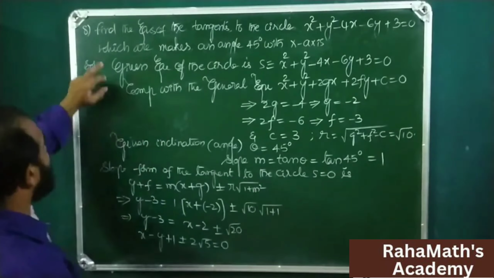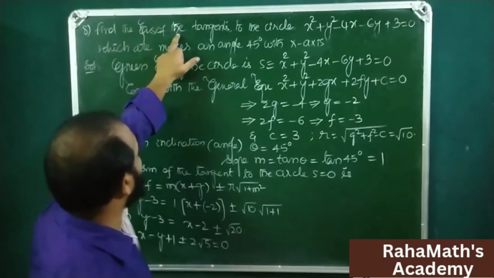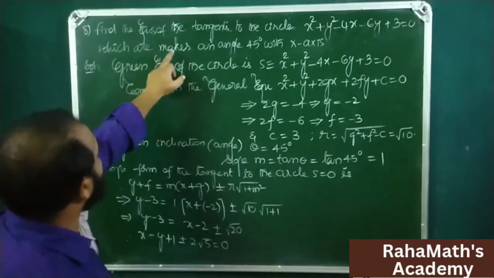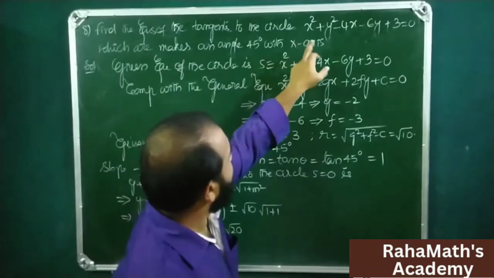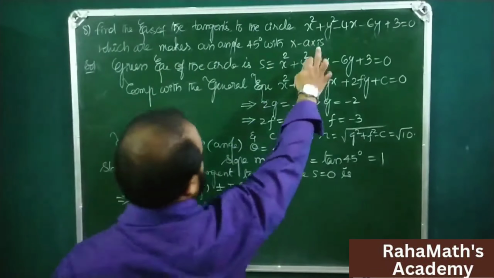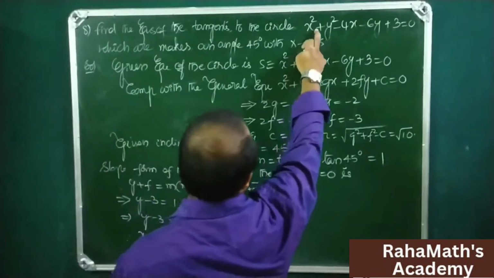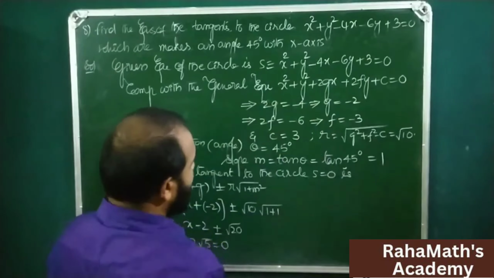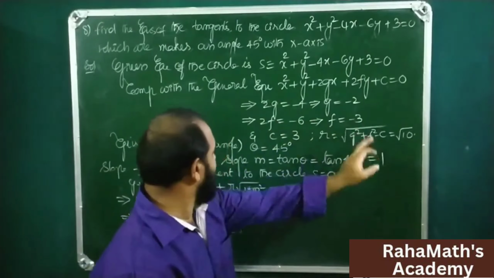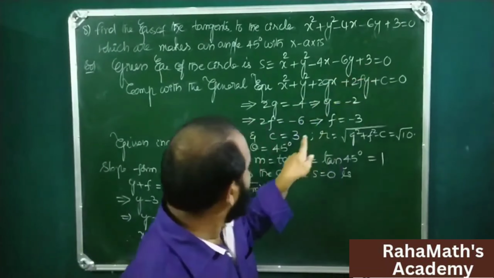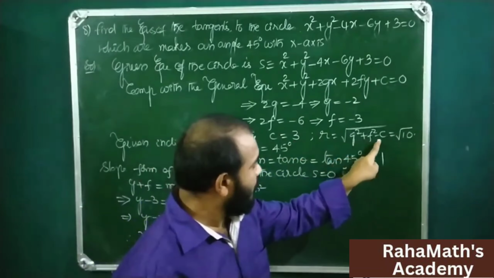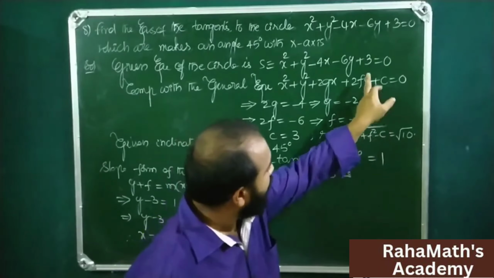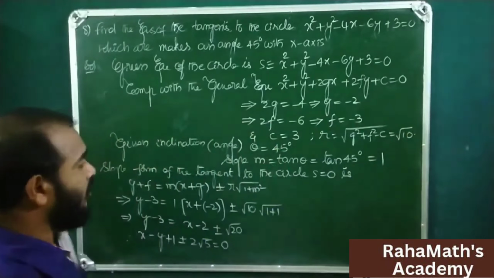The next question is a similar kind of question. Find the equation of the tangents to the circle which are making an angle 45 degrees with the x-axis. So as usual the circle is given. So this circle I've compared with the general equation of a circle. Then the g value, f value I got, and c equals the constant 3. Radius equals root of g square plus f square minus c. So 2 square 4, 3 square 9, 9 plus 4 13 minus 3, that is 10 under root.